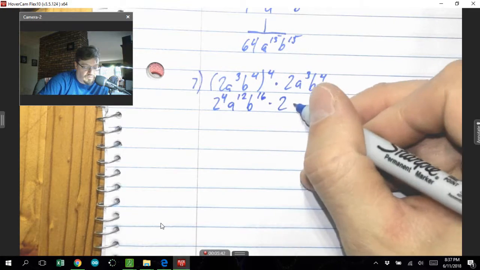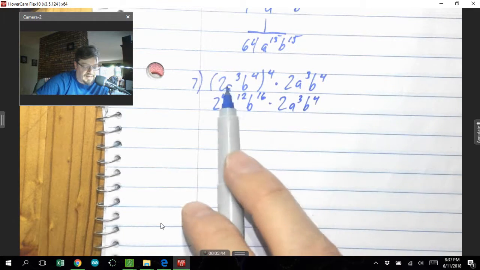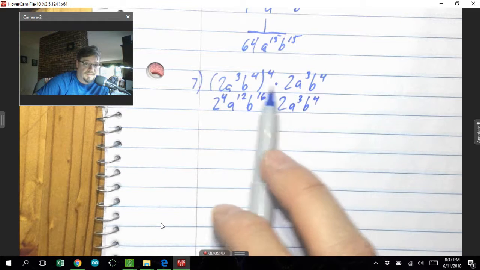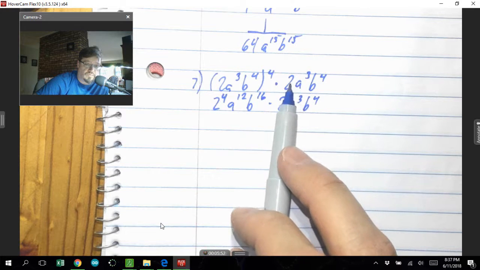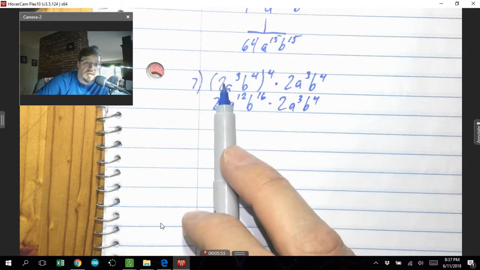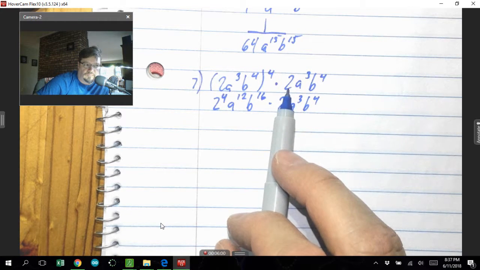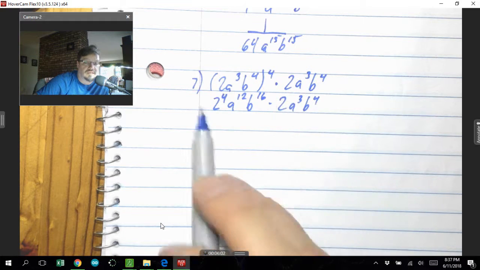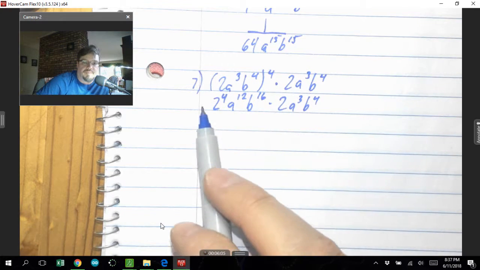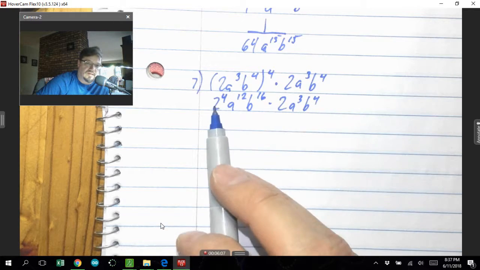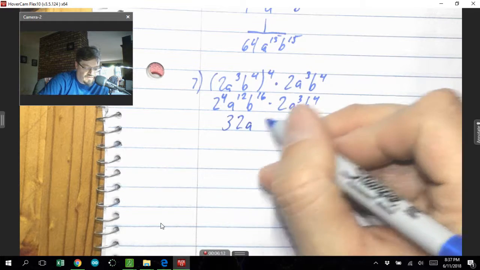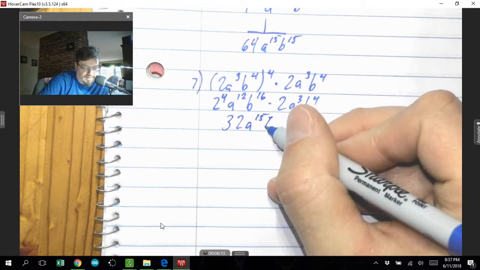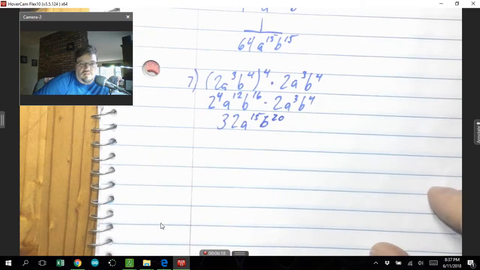Then you're going to get 2, a to the 3rd, b to the 4th. Now notice that I did not multiply these two 2's first. This one is tied into the parentheses, so I have to raise it to that 4th power in order to multiply by 2 first. Actually, if you got 4 to the 4th power, it does work in this case. But you're going to get 2 to the 4th, which is 16. And then 16 times 2 is 32. And then you've got a total of 15 A's, and then you've got a total of 20 B's being multiplied to each other. All right.